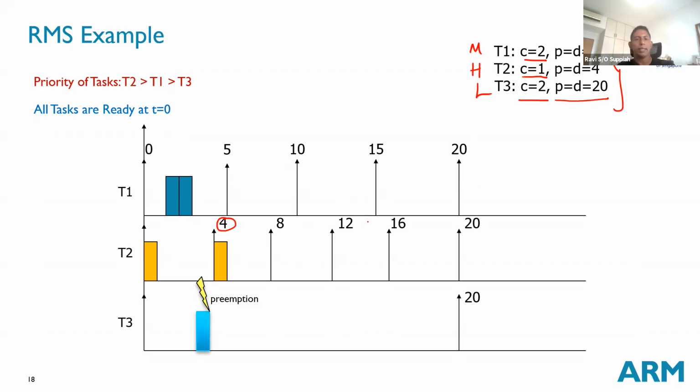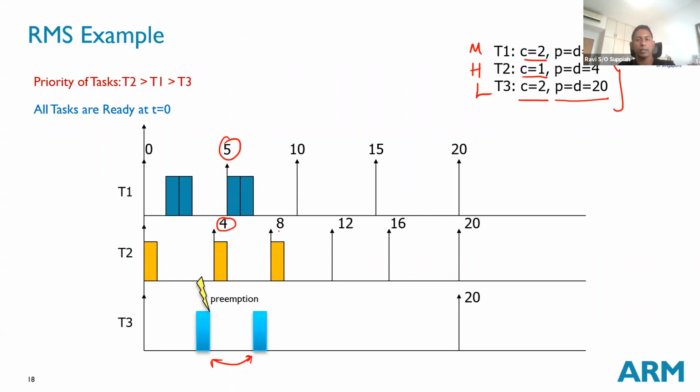Once it is done, it is just in time for the next iteration of T1. So again, T1 will run and take 2 units of time. Following that, T3 can carry on. So this is actually part of the same iteration, but we had to break it up into 2 separate cycles because of the preemption. Then the cycle continues.